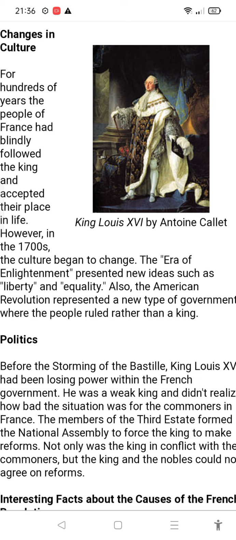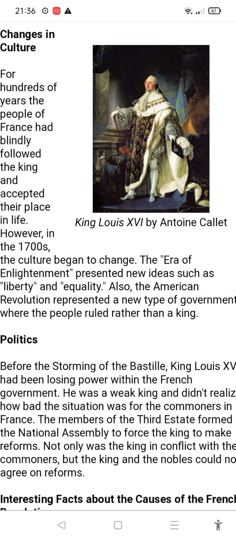Politics. Before the storming of the Bastille, King Louis XVI had been losing power within the French government. He was a weak king and didn't realize how bad the situation was for the commoners in France. The members of the Third Estate formed the National Assembly to force the king to make reforms. Not only was the king in conflict with the commoners, but the king and the nobles could not agree on reforms.